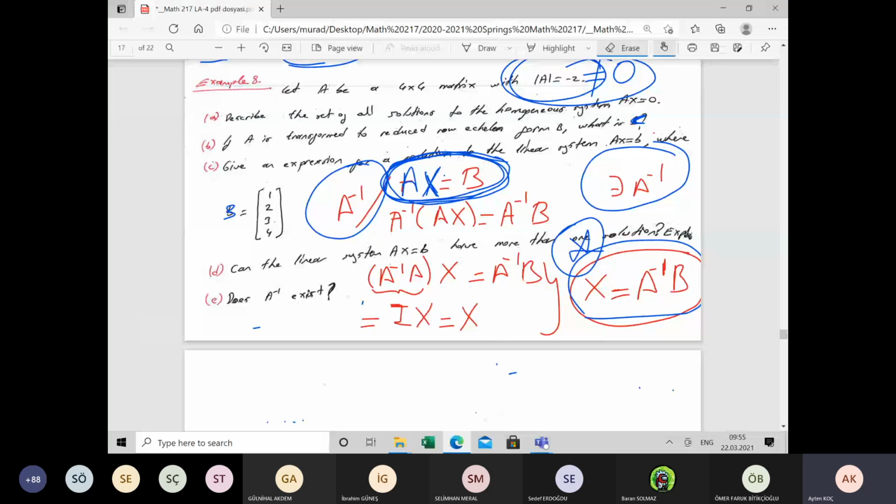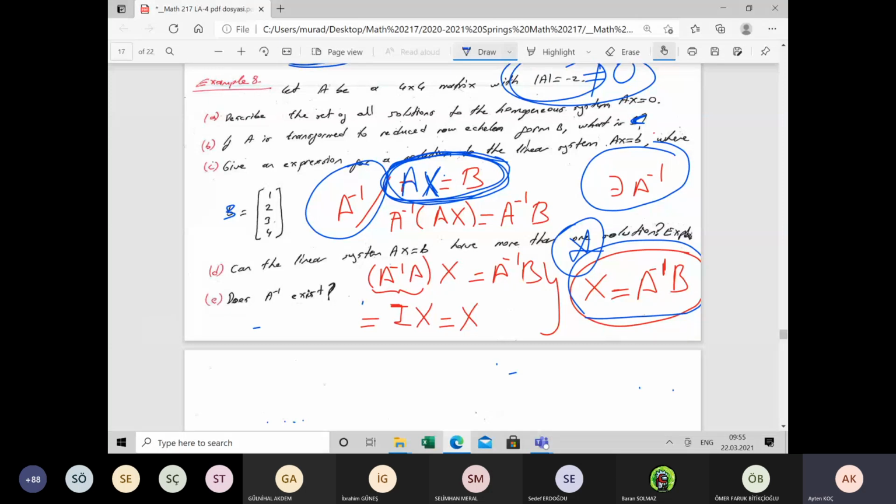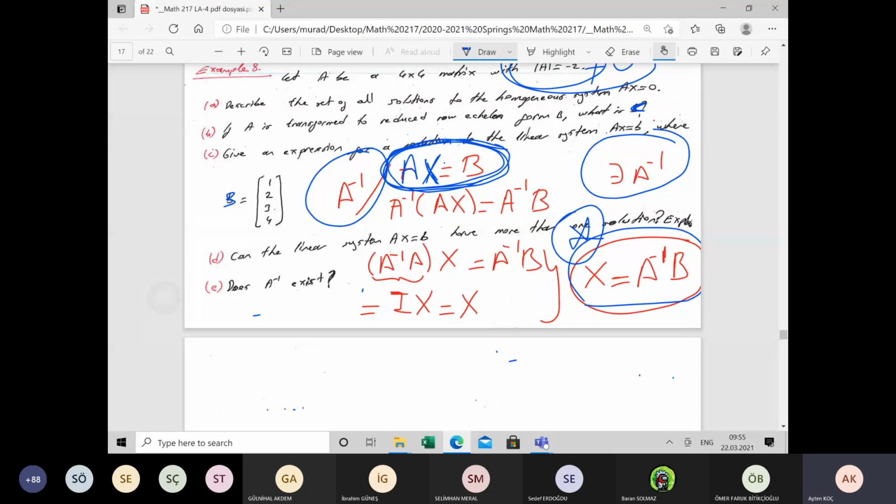Okay. So the next question: can the linear system Ax = b have more than one solution?